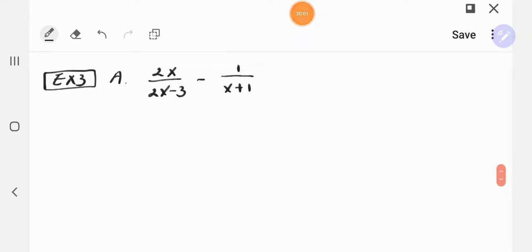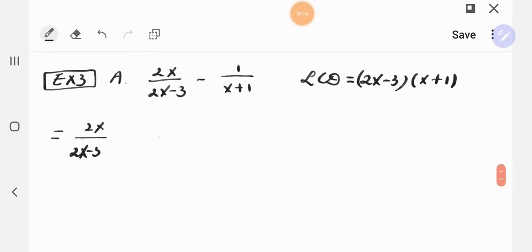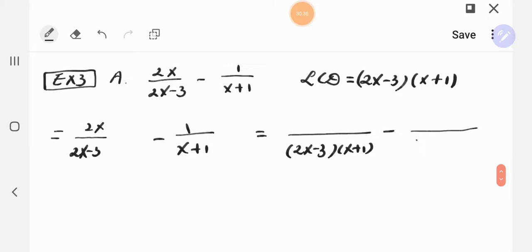Okay, example 3. The denominators are different, so let's first find the LCD. Then the LCD is 2x minus 3 and x plus 1. So that's the LCD. So we have to write the fractions using the same LCD. Okay, let me rewrite it and give a little bit more space. So the denominator will be 2x minus 3 and x plus 1, minus 2x minus 3.